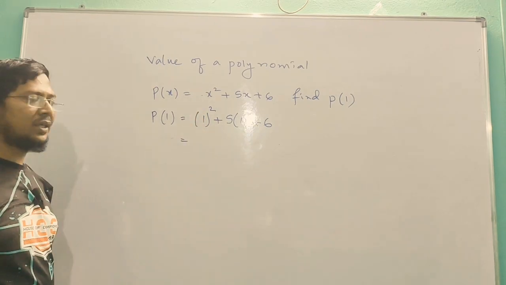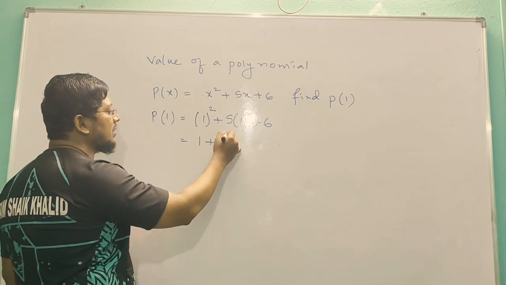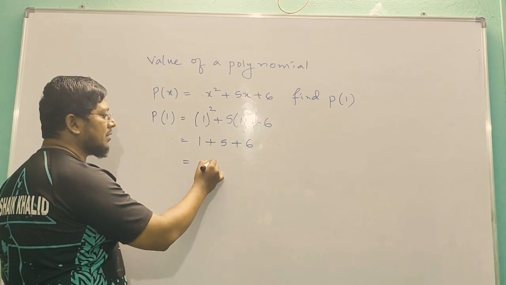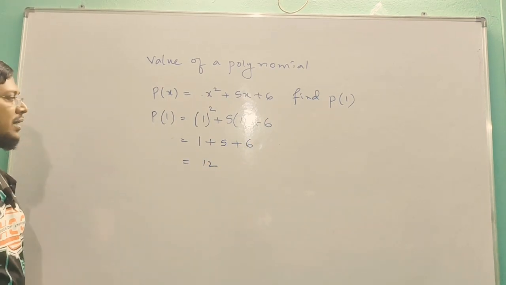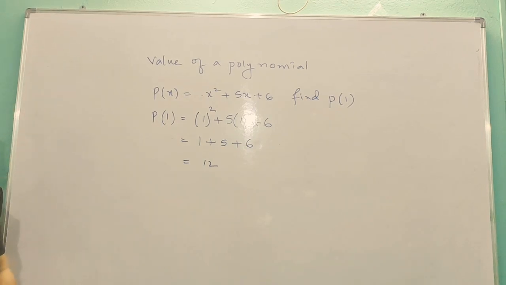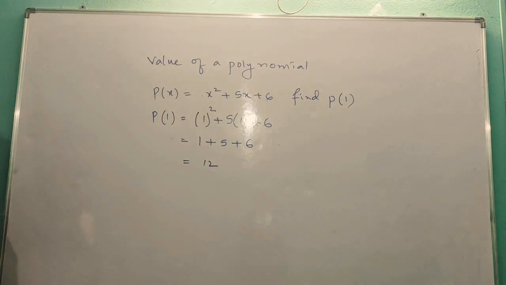1 into 1, what is the answer? 1 plus 5 ones are 5, plus what? 6. 1 plus 5 is 6. 6 plus 6, what? 12. So what is the value of p of 1? P of 1 is equal to 12. This is known as the value of a polynomial.